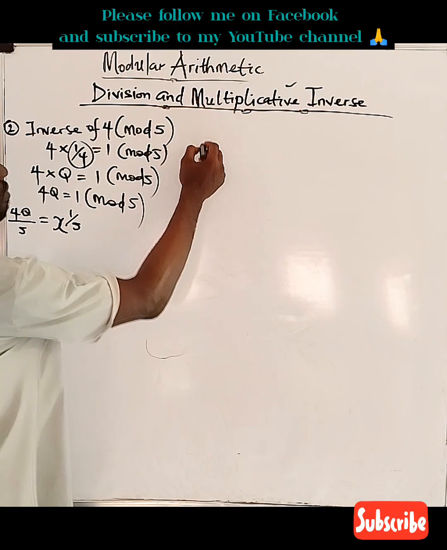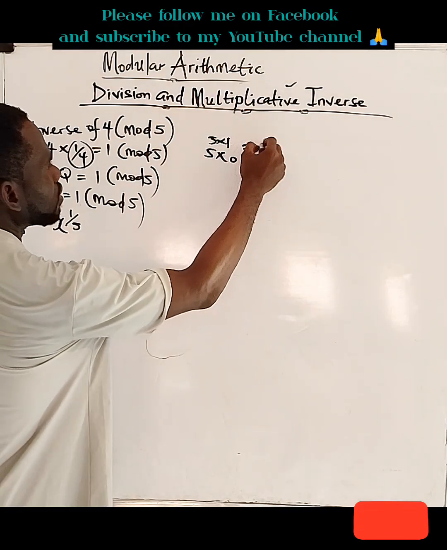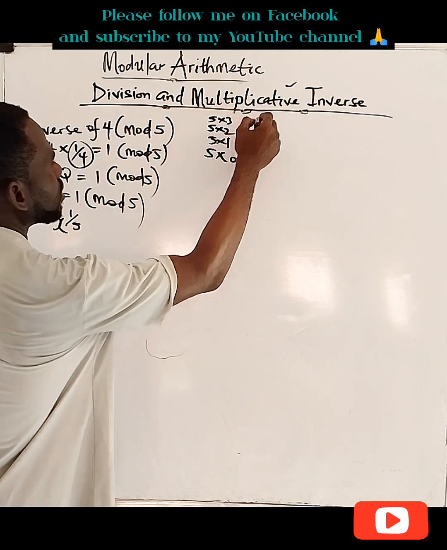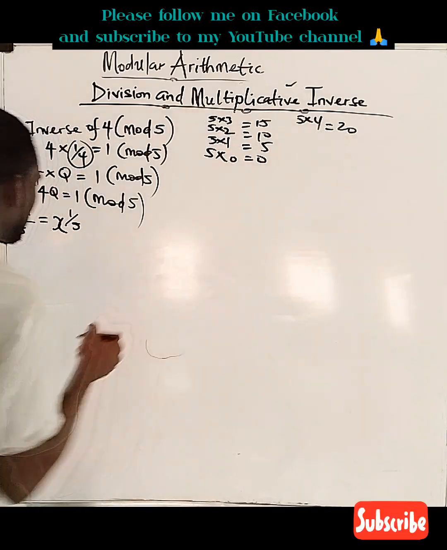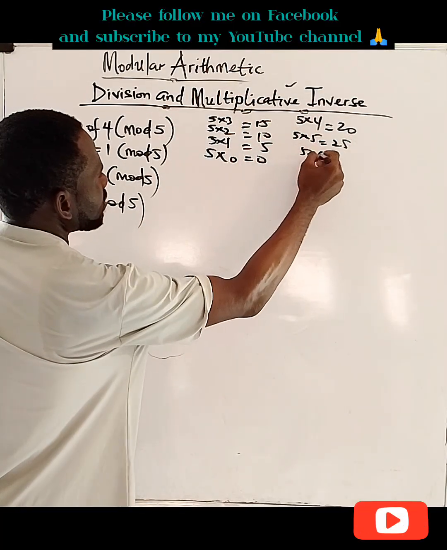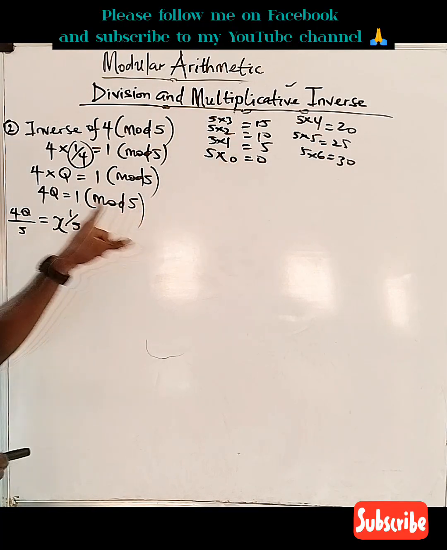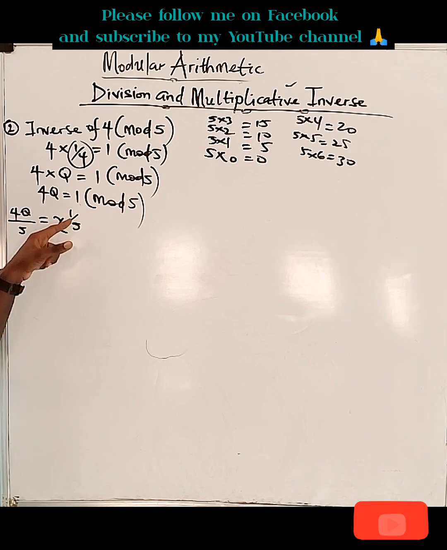So let's see, 5 times 0 is 0, 5 times 1 is 5, 5 times 2 is 10, 5 times 3 is 15, 5 times 4 is 20, and so on and so forth. 5 times 5 is 25, 5 times 6 is 30. We're going to use each of these results and add them to this. You're still going to get the same result, more or less like saying 5 times x plus 1. So that's going to be 4q equal to 5x plus 1.